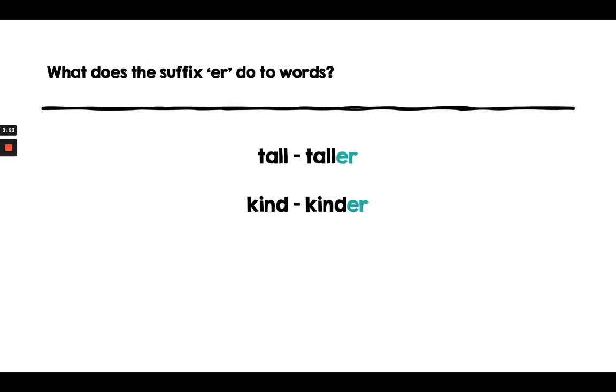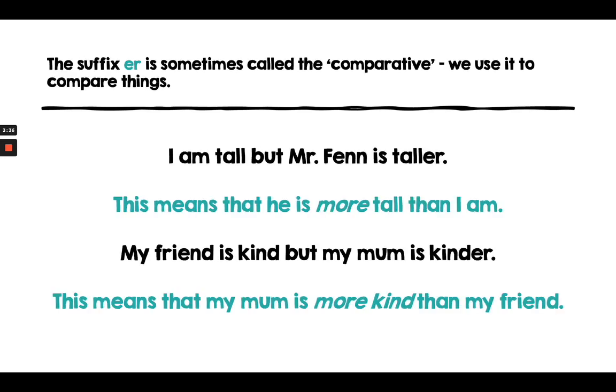Well, we're going to be looking first of all at one we've learnt before, and that's the suffix er. For example, you can change the root word tall to the word taller. You can change the root word kind to the word kinder. What does the suffix er do to words? Well, the suffix er is sometimes called the comparative. We use it to compare things.